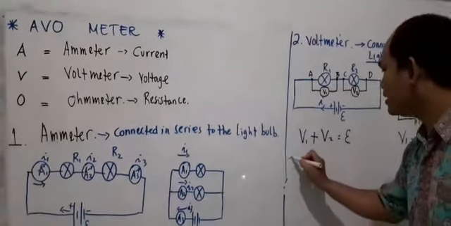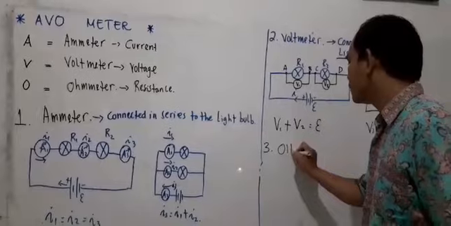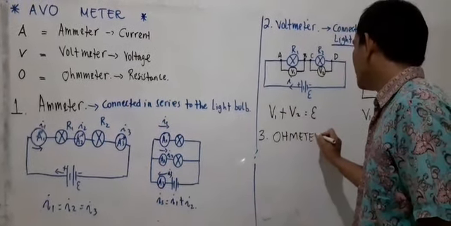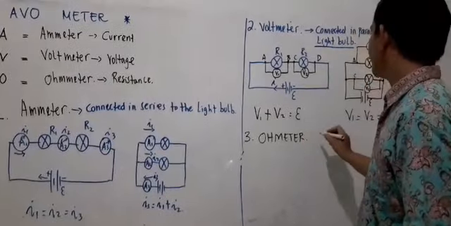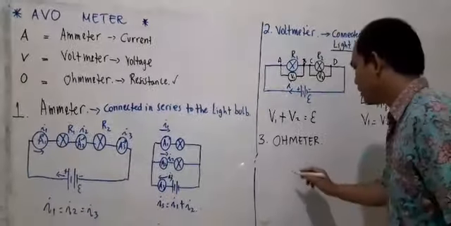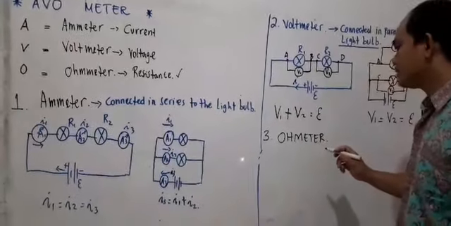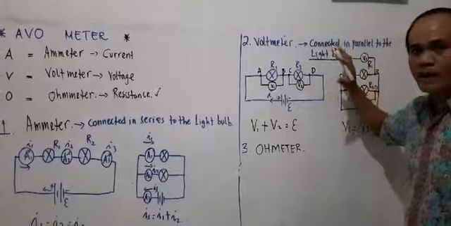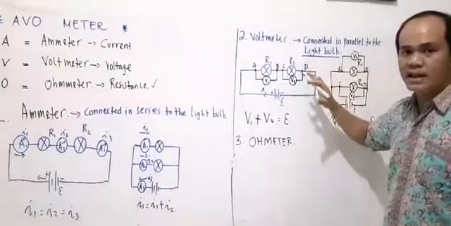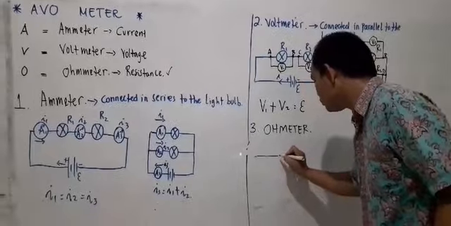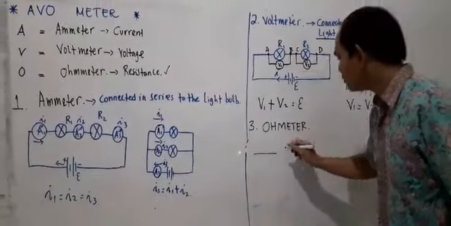The last one is the ohmmeter. The ohmmeter is used to measure resistance in a circuit. So how do we measure the resistance in a circuit? It is exactly like how we measure voltage with a voltmeter. I will give one example of how to put the ohmmeter in a circuit.